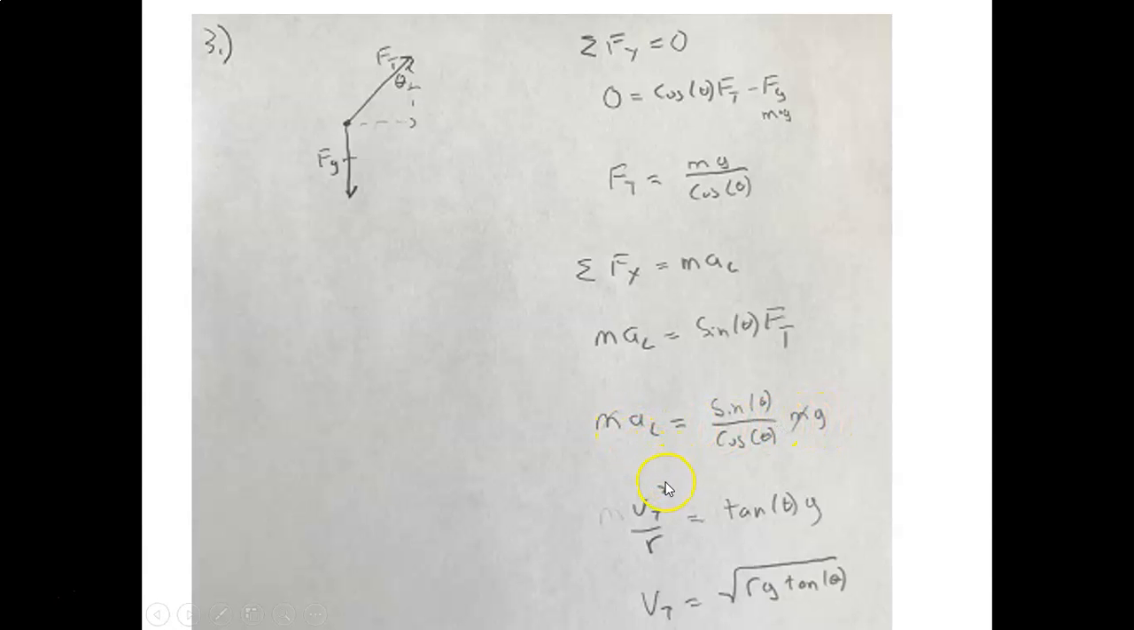And we're going to substitute in for a_c, because a_c equals v_t squared over r. What we get is that the tangential velocity equals the root of r g times the tangent of theta. Oh, I forgot to mention that we collapsed the sine of theta over cosine theta into tangent of theta.